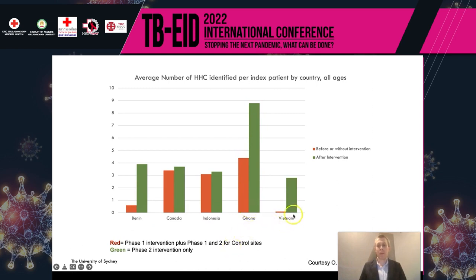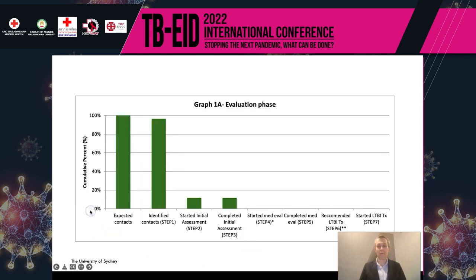So Vietnam is particularly striking, and this was partly because the program at the time had screened children only, and we expanded this to screening adults. But you can see that the performance of Vietnam is comparable with that of the other settings. And in this particular setting, the number of householders on average was between two and three, and so this is very reassuring that we have a high participation rate of people in contact investigation.